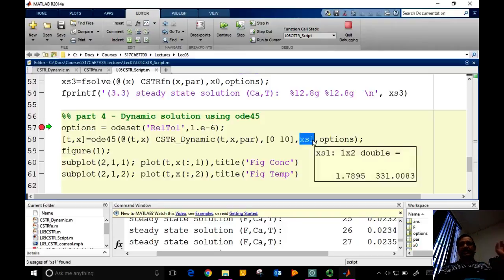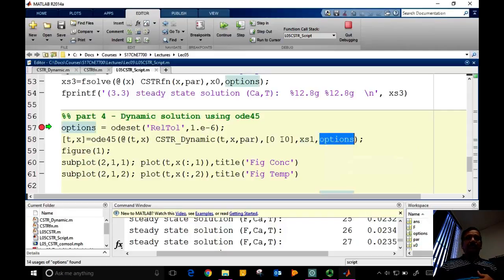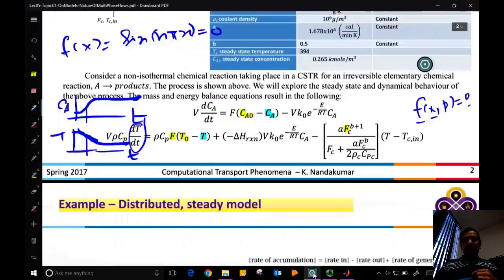Okay? So xs is a value vector containing two numbers. Those are the initial conditions for the problem. And then the options passes that tolerance. Any questions on this? So what we are trying to do with ODE45 is construct these curves as a function of time, going from 0 and arbitrarily stopping at 10.